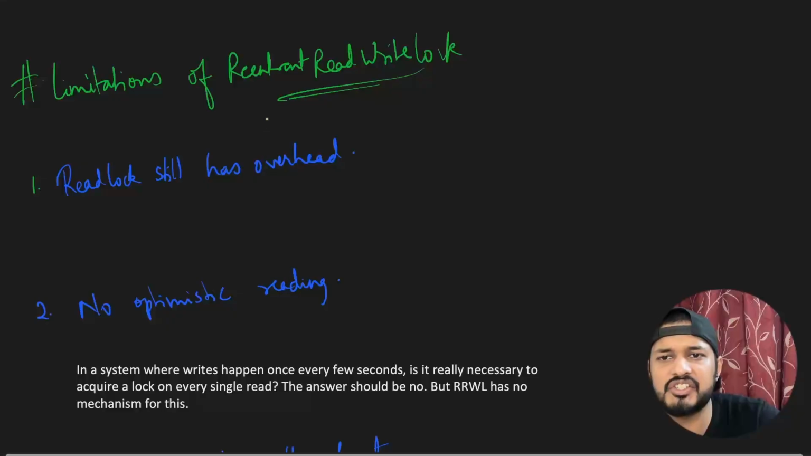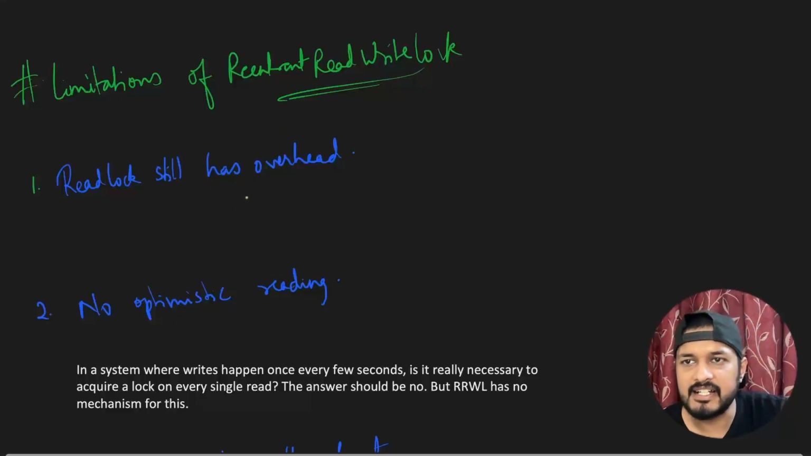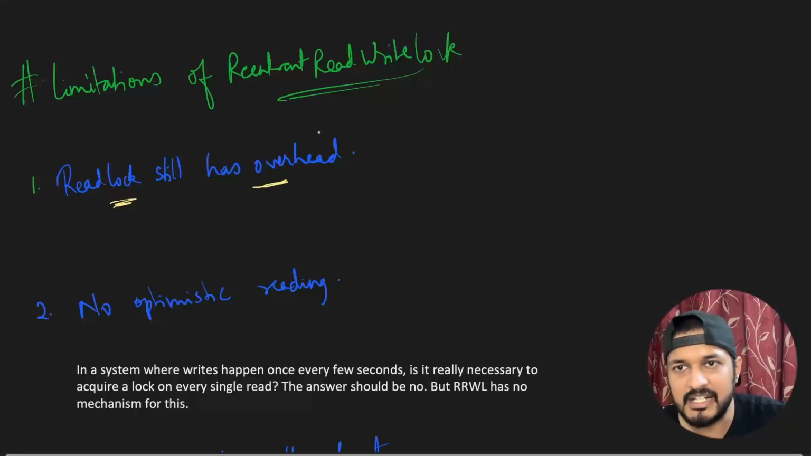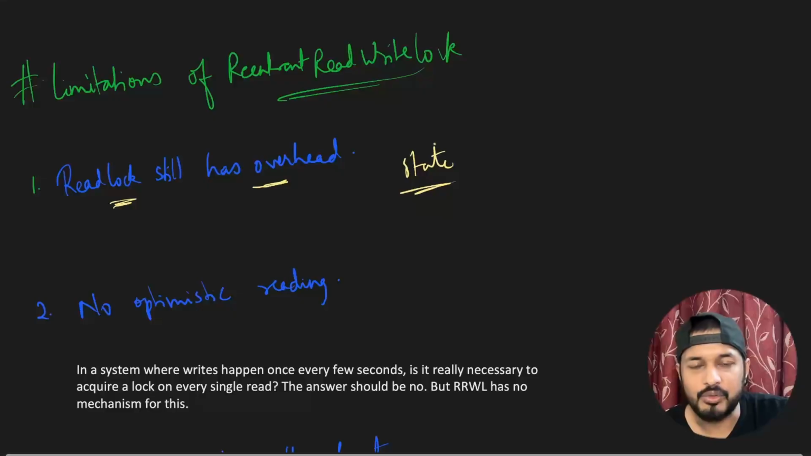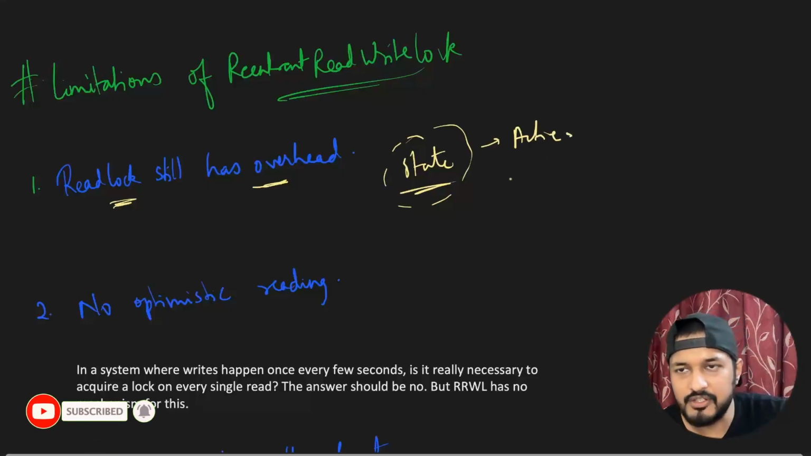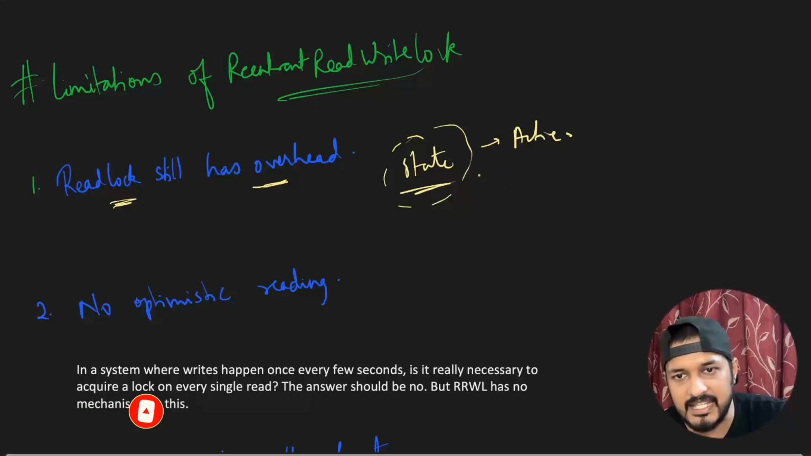Now let's see the limitations of ReentrantReadWriteLock. Internally, ReentrantReadWriteLock maintains a shared state. So the first limitation is that the read lock still has overhead. Now how does the read lock have overhead? Internally, the ReentrantReadWriteLock maintains a shared state variable, right? This variable tracks how many readers are currently active, correct? Now, every time a reader enters or exits, it must update this counter.